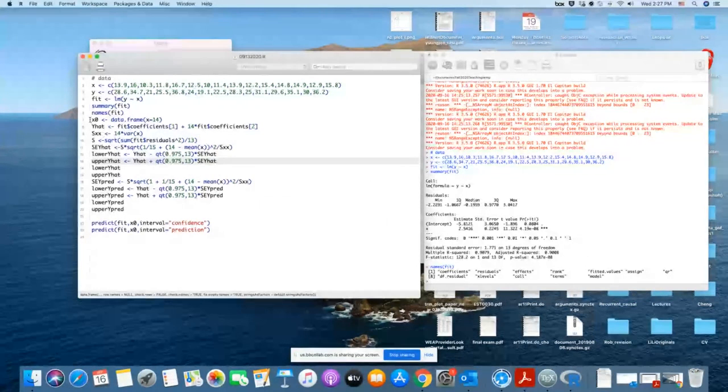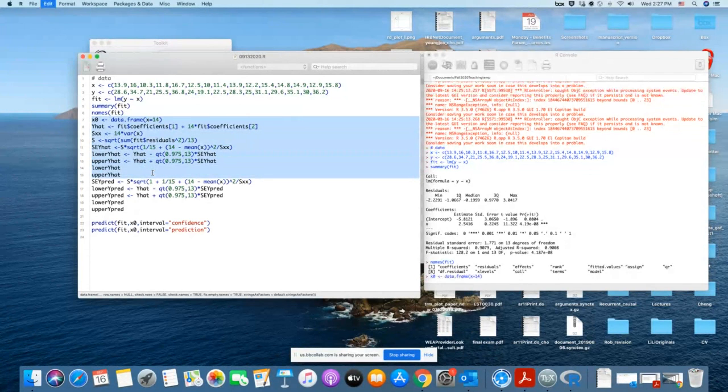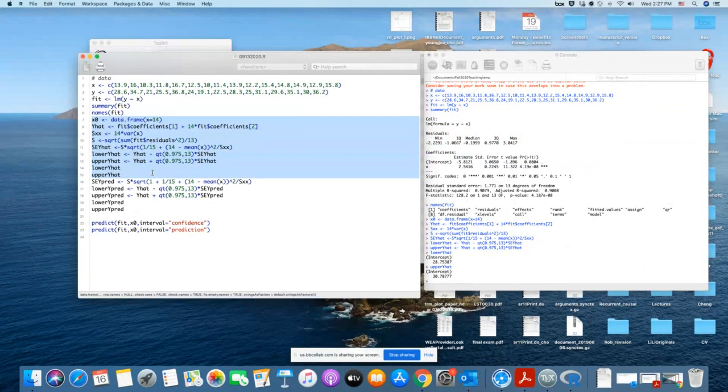And if you run this one, you can get the interval. So the lower bound is 28.75 and the upper bound is 30.79.